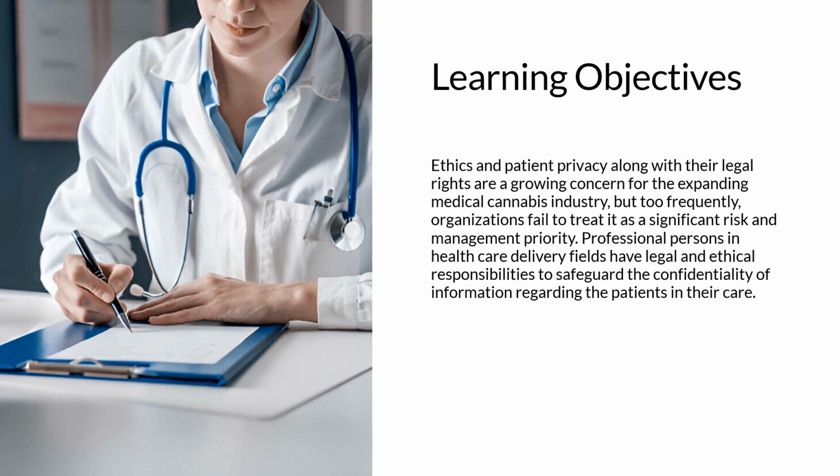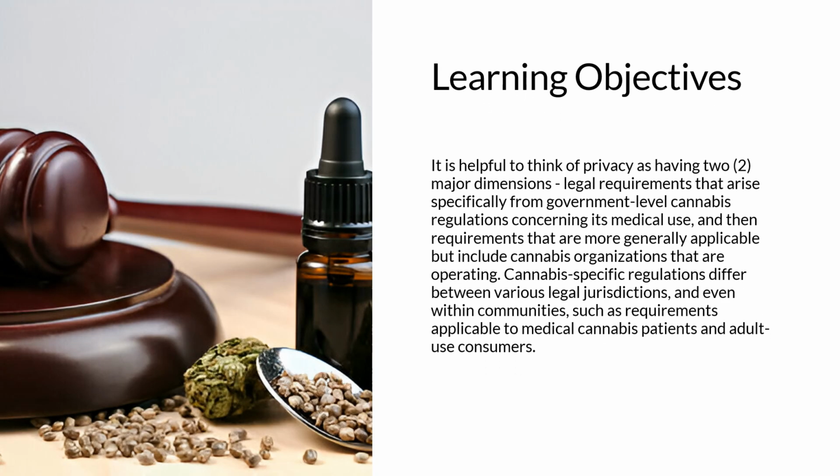and their care. It is helpful to think of privacy as having two major dimensions: legal requirements that arise specifically from government-level cannabis regulations concerning its medical use, and then requirements that are more generally applicable, but include cannabis organizations that are operating. Cannabis-specific regulations differ between various legal jurisdictions and even within communities, such as requirements applicable to medical cannabis patients and adult-use consumers.